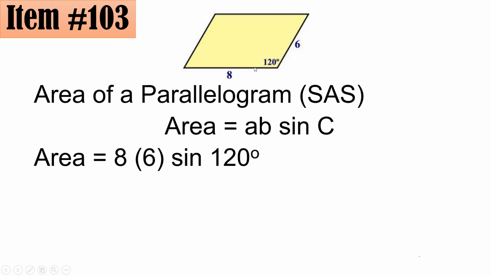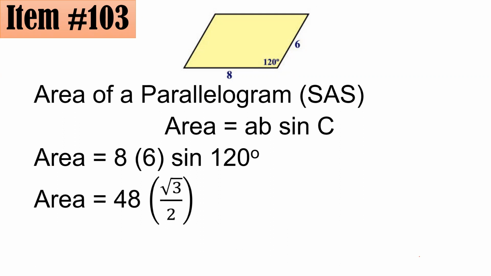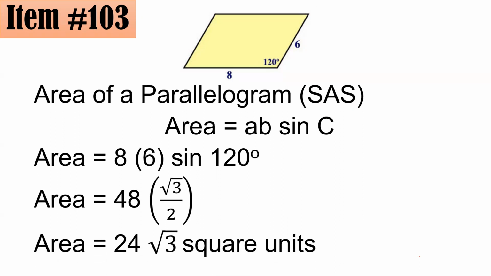So by substitution po, area is equal to 8 times 6 times sine 120 degrees, which when simplified or using your calculators will actually give you letter A, 24 square root of 3 units. So you could, if you wish po, use your calculator directly and it will give you the same answer po. Letter A.